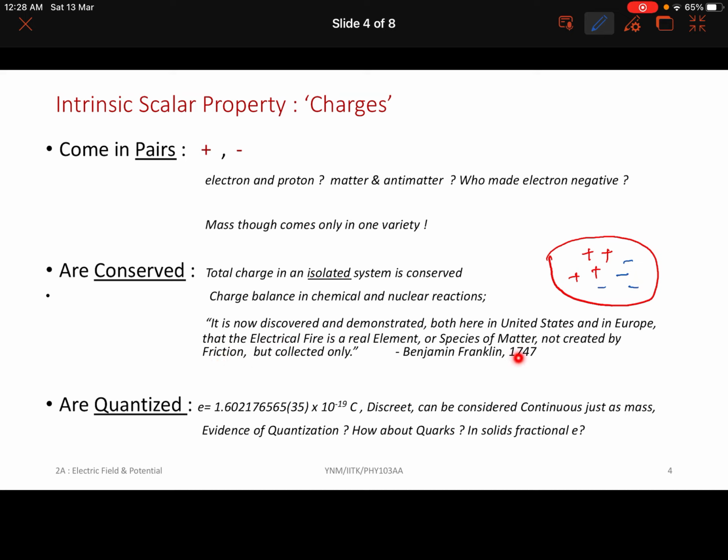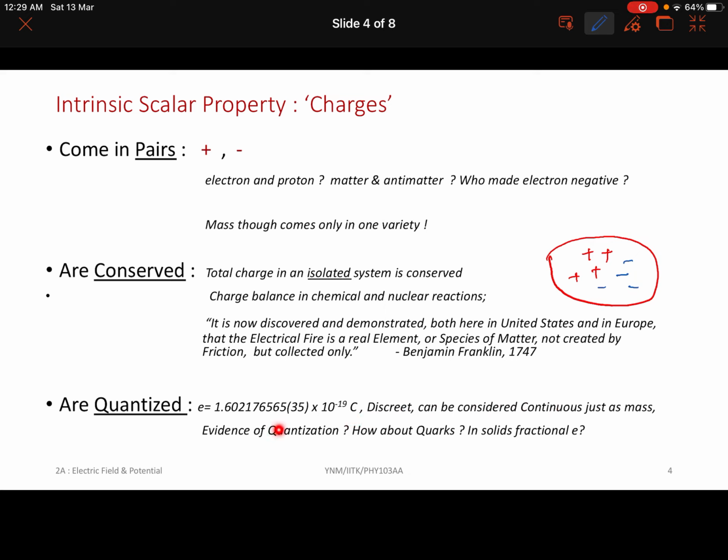This was in 1747. And we all know charges are quantized. In fact, we have assigned a value which we know to 10 to 12 decimal places, 10 to the power minus 19 Coulomb, and hence charge is quantized. But they come in such large numbers, 10 to the power 20, 10 to the power 23, that they can be considered continuous, just as in continuum mechanics mass is considered continuous, though we know that it is made up of discrete atoms and molecules.